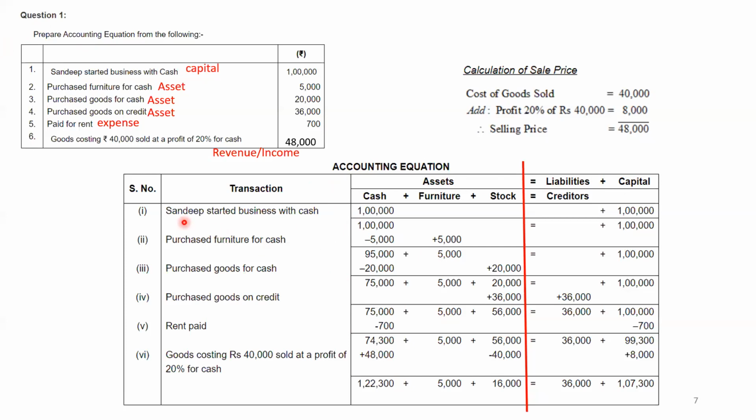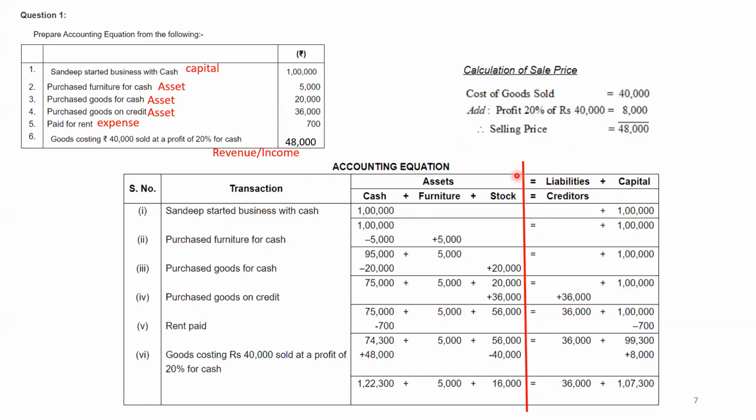So now let us start. Sandeep started business with cash. That means capital, and it will become an asset. The asset cash is coming, so 1 lakh you have to put here. And on the right side, that is the capital amount. Left hand side should be equal to right hand side. That's why the equal symbol is coming.